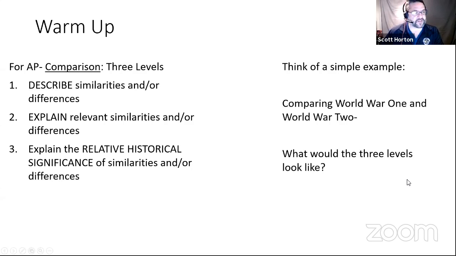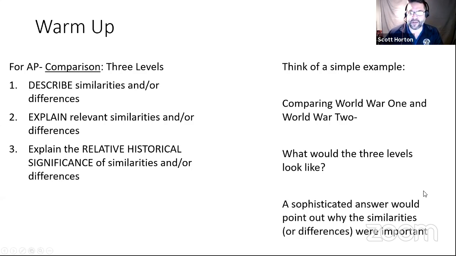Comparison is a lot more than just saying this is different than that because of something. It's why does it matter? Why does it matter historically speaking?